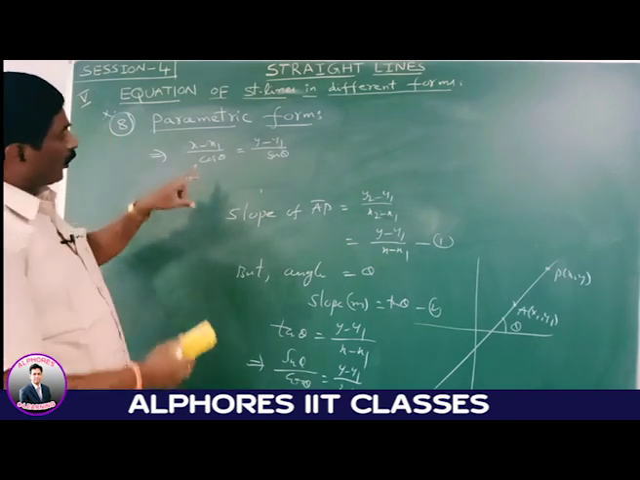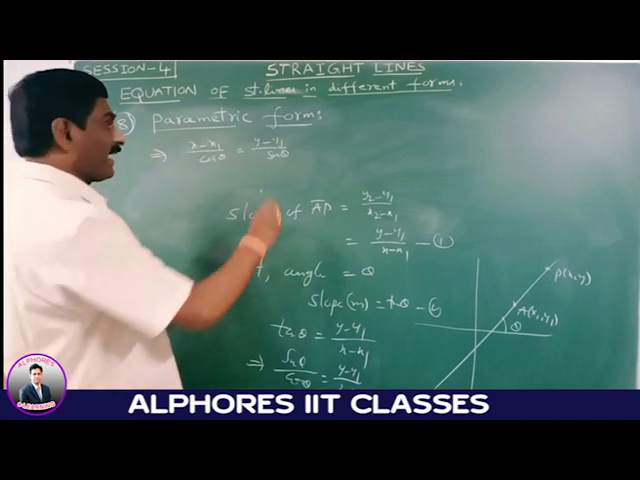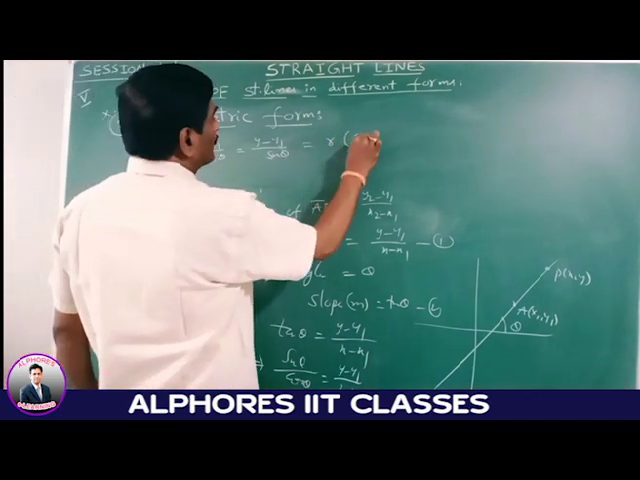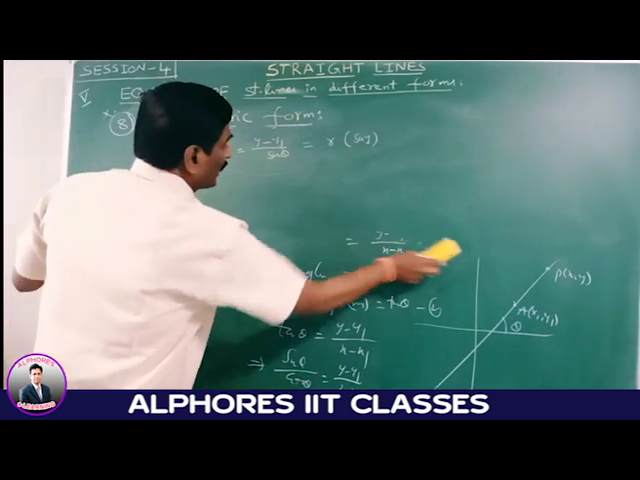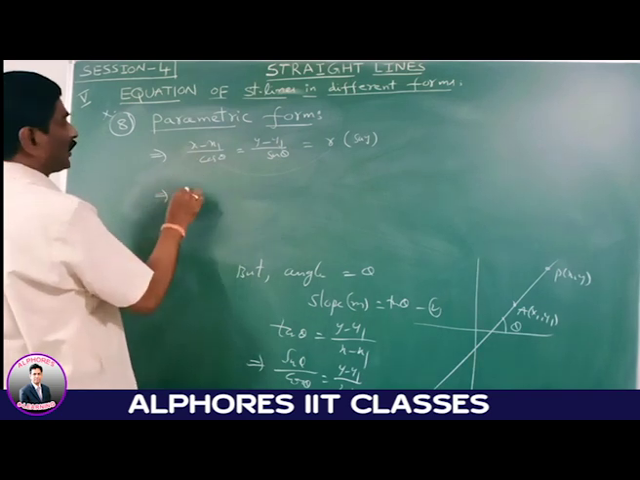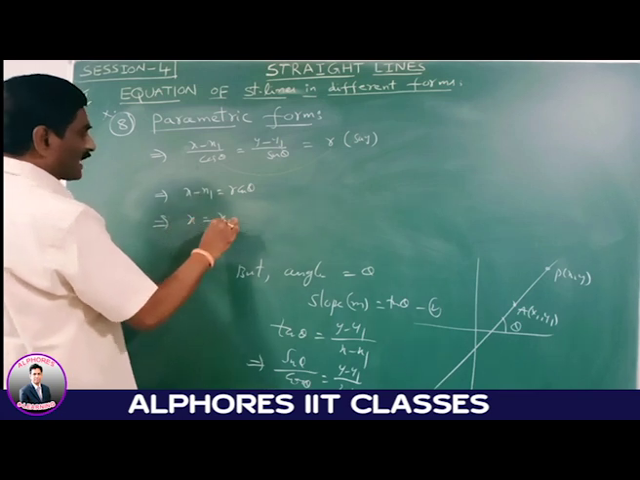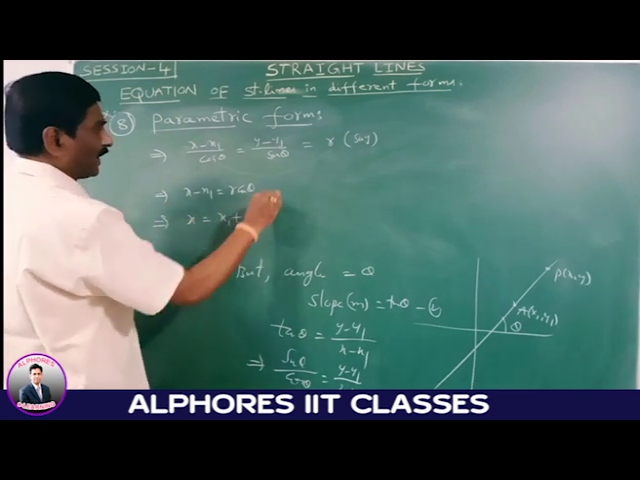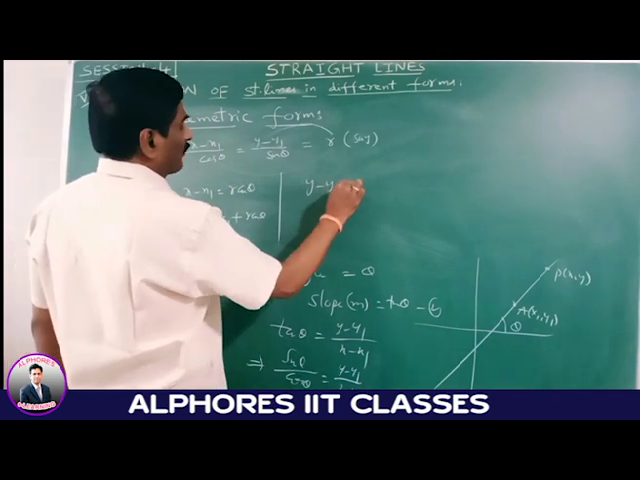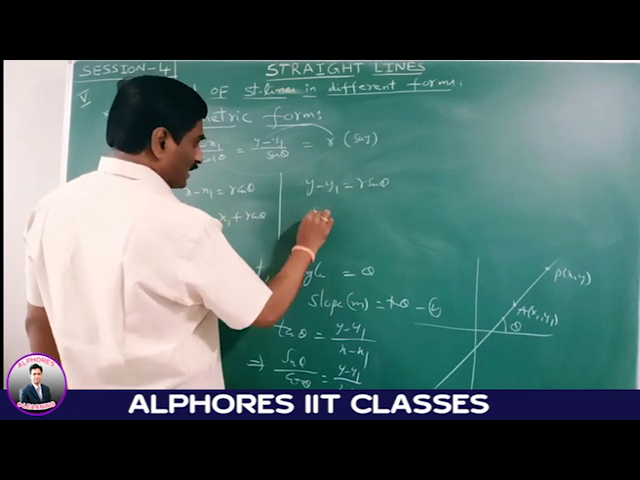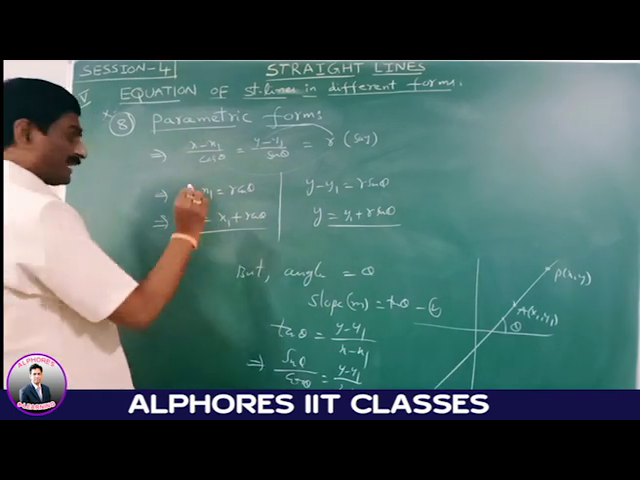We already proved this, the symmetric form. These two ratios are equal. Say this value is some r. Equate this value to r. That means x minus x1 is equal to r cos theta, that implies x is equal to x1 plus r cos theta. Similarly, equate this value to r: y minus y1 is equal to r sin theta, that implies y is equal to y1 plus r sin theta. This is the equation of the line in parametric form.